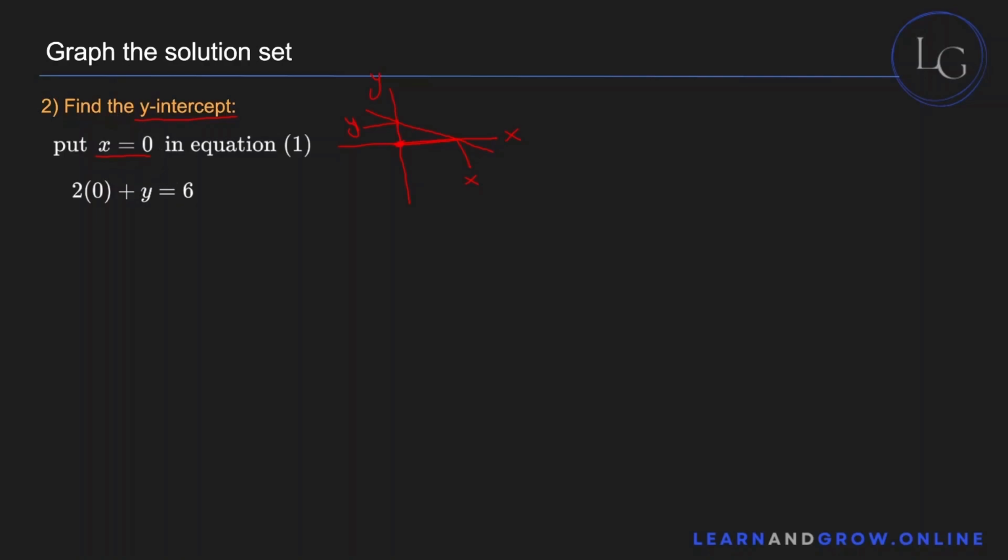So to find the y-intercept, x is equal to 0, you get a value for y, which is 6. So this is the point (0, 6). That is the y-intercept of the inequality.